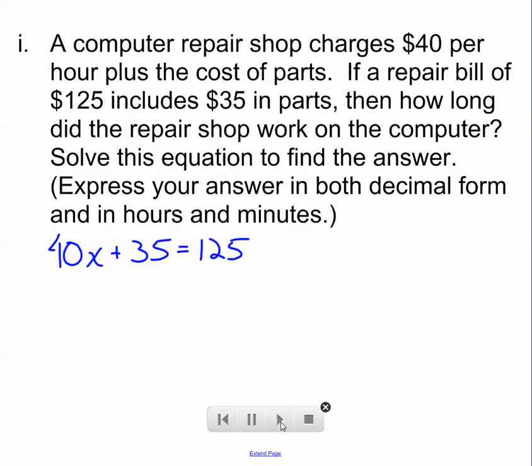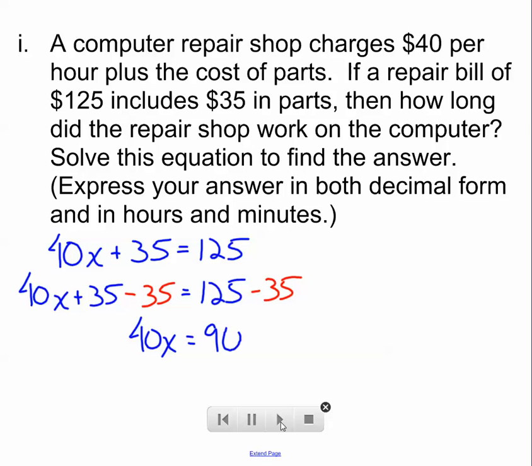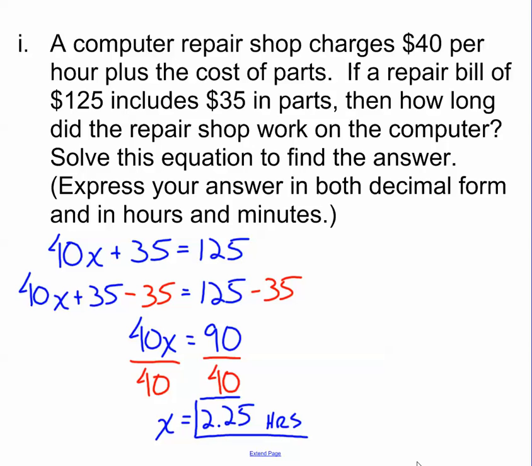Okay, so let's solve it first by subtracting 35 from both sides. So 40x equals 90. And then we're going to divide both sides by 40. And we're going to get x equals 2.25, which is 2.25 hours that the repair shop worked on the computer. So there it is as a decimal.